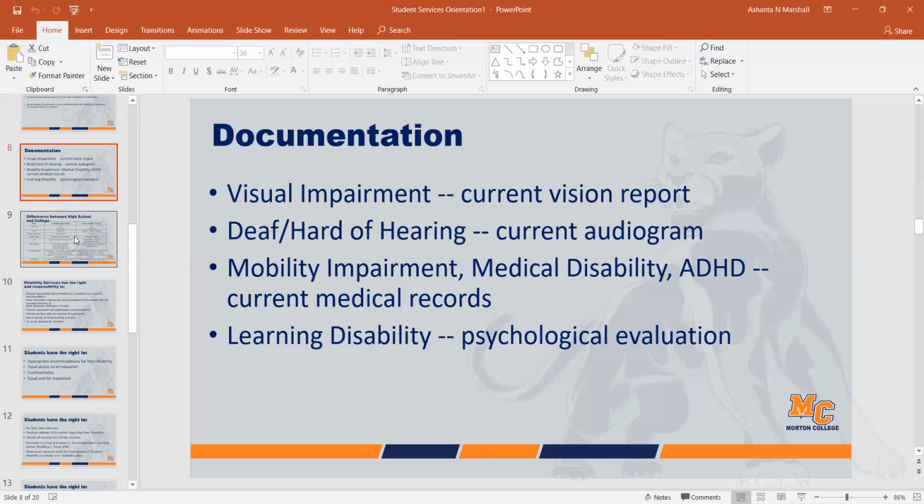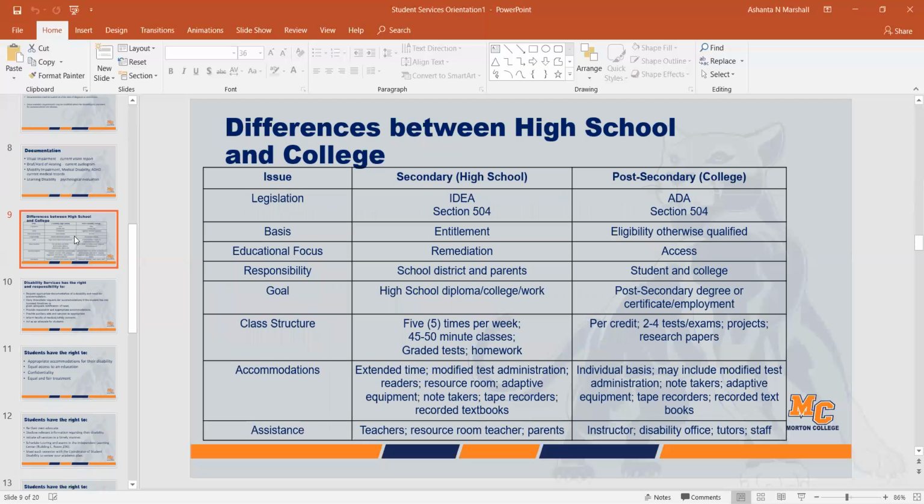And now we're going to switch gears just a little bit to go over the differences between high school and college accommodations. In high school, they go by the law called IDEA and Section 504, and that only covers K through 12. Now in post-secondary ed, which is Morton College, we follow the ADA guidelines, which is Section 504. And these are the laws that we kind of follow.